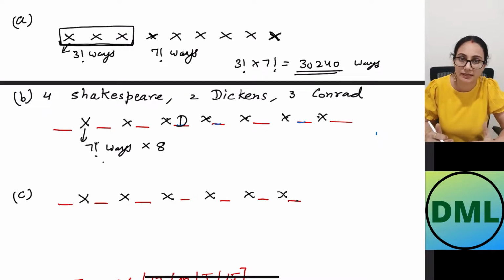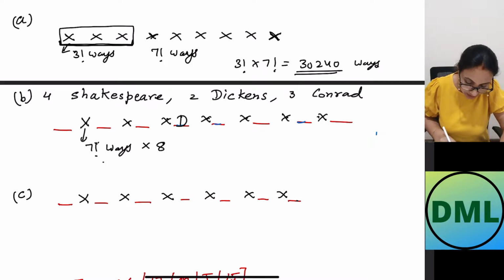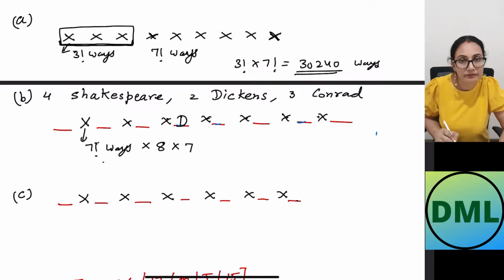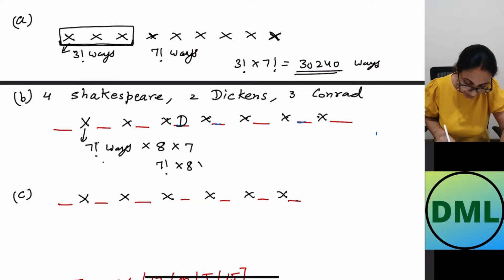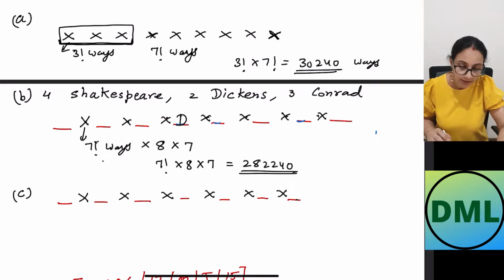Now to arrange the second book, the number of places you have is 1, 2, 3, 4, 5, 6, 7. 7 places are available for you to place the Deccan book. So this answer should be multiplied by 7. So the total number of ways is given by factorial 7 multiplied by 8 multiplied by 7. That will be 282240.